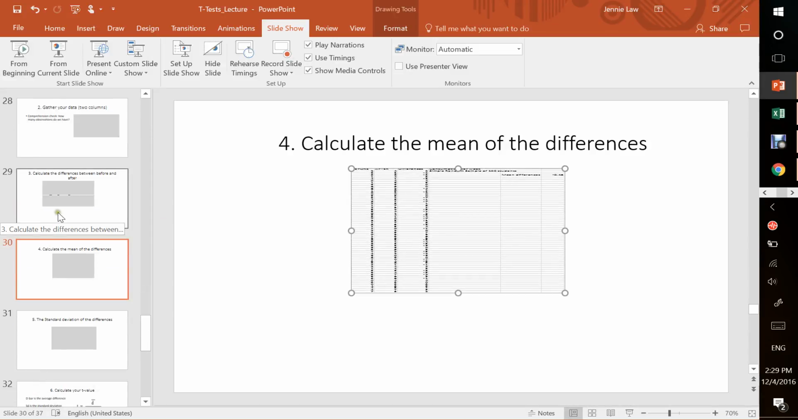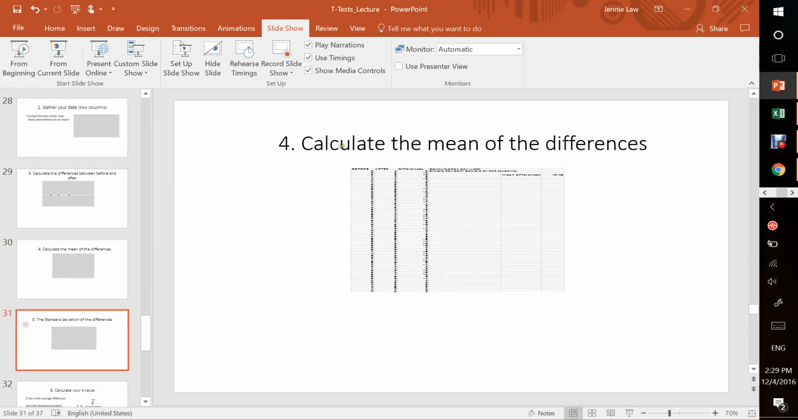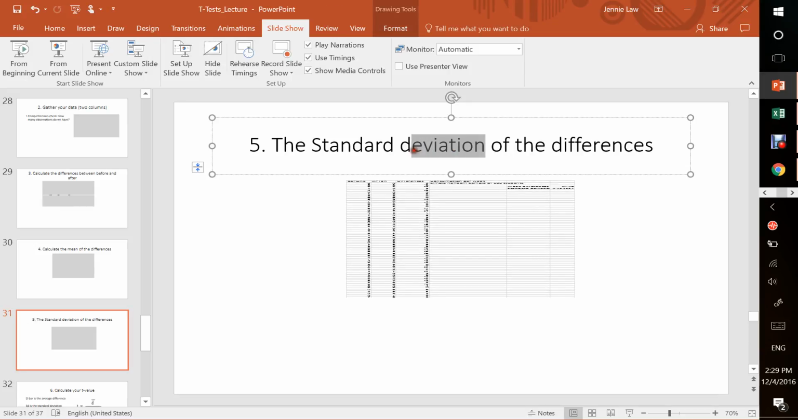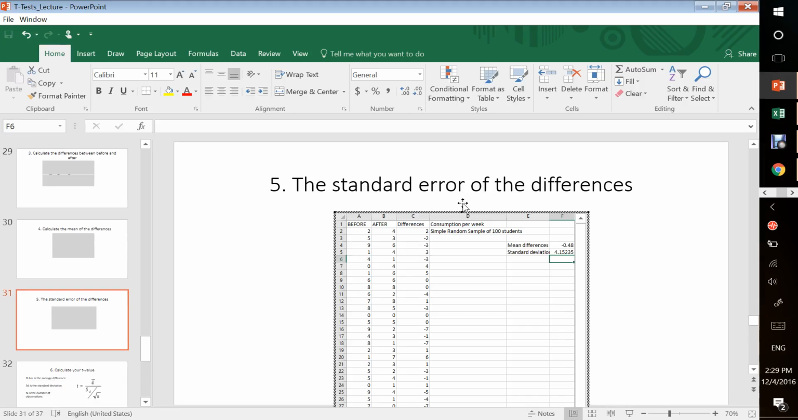Step 5 is to calculate the standard error of the differences, because remember when we're talking about samples, we talk about standard error instead of standard deviation. But the tricky thing is that in Excel, you're just going to use the standard deviation function for samples. So you'll type in equals stdev.s, and you're finding the standard deviation of the differences. So you would just highlight that column. And you would get a standard deviation of 4.15.